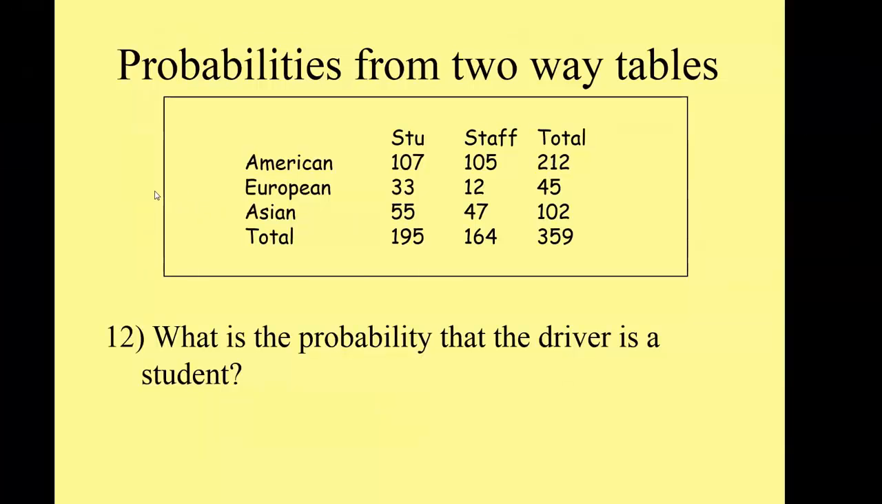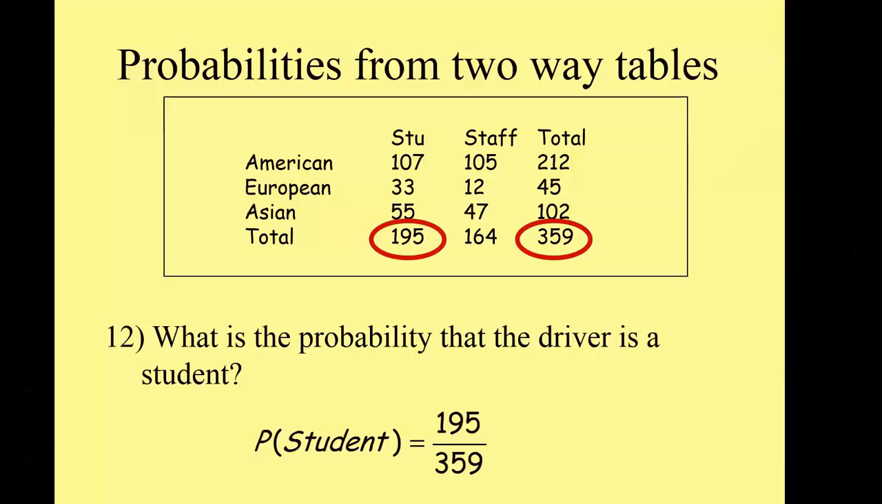Okay, so we're going to look at probability from a table. We're given some data on the type of car, whether the car is European, American, or Asian, and whether the driver is student or staff. We're going to practice reading the table and finding the probability off the table. So what's the probability that the driver is a student? How many total students are there? There are 195 out of 359. So that's the probability of being a student.